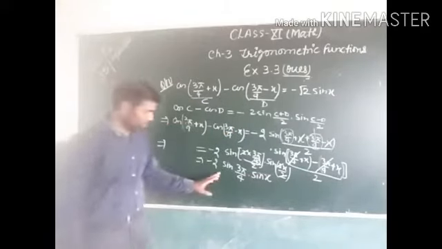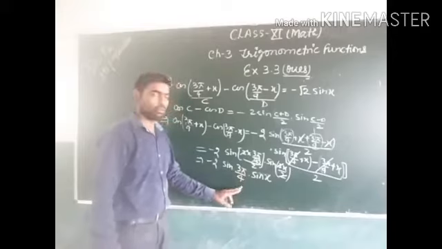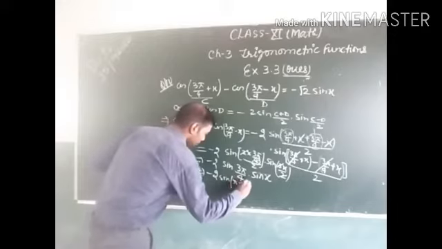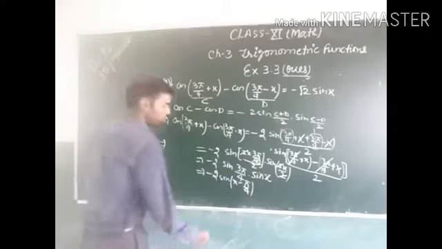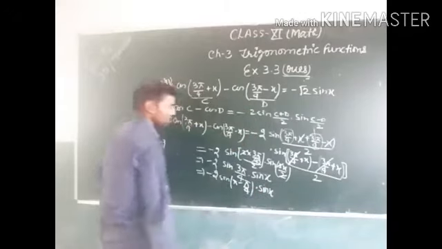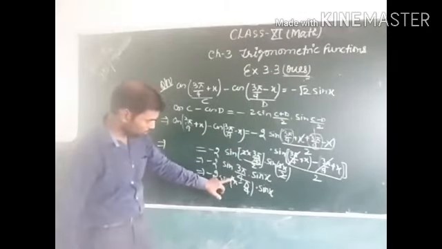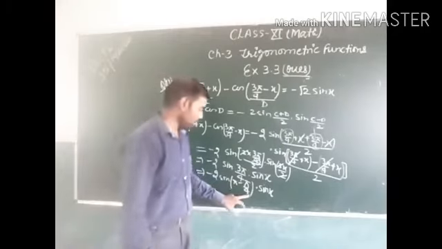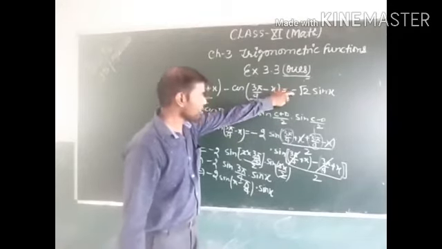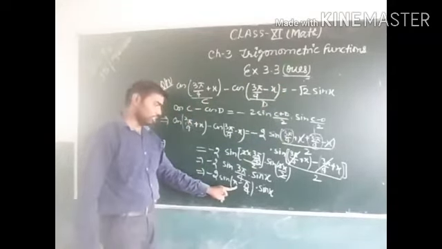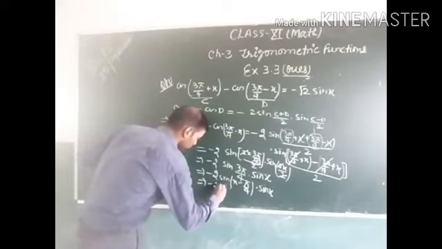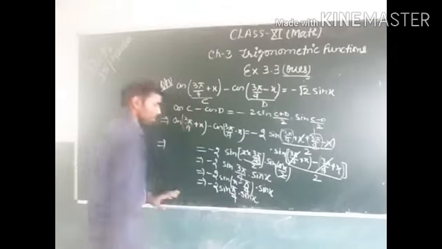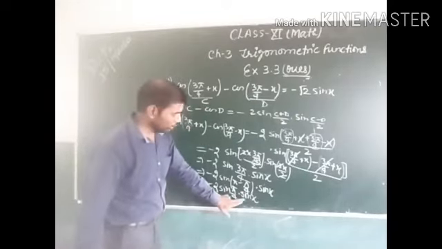Now we find the value of sin 3 pi by 4. It can also be written in the form 2 sin of pi minus pi by 4 into sin x. Sin 3 pi by 4 can be written as pi minus pi by 4. Pi minus pi by 4 belongs in the second quadrant, and in the second quadrant sin is positive. So this is minus 2 sin pi by 4 into sin x.